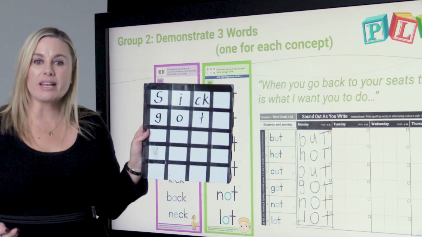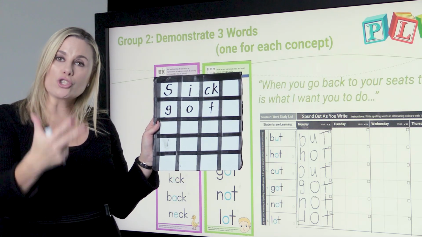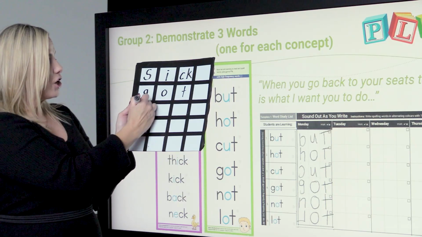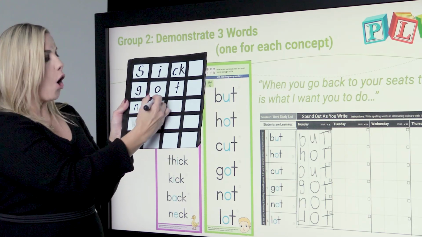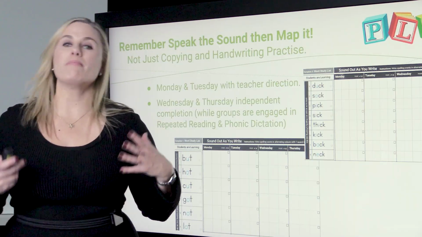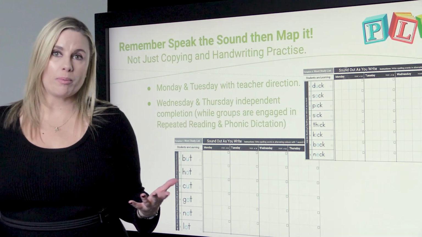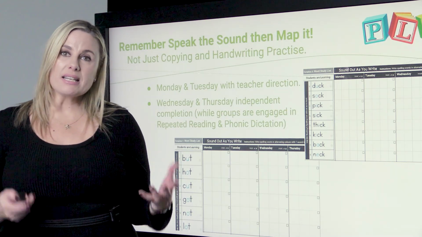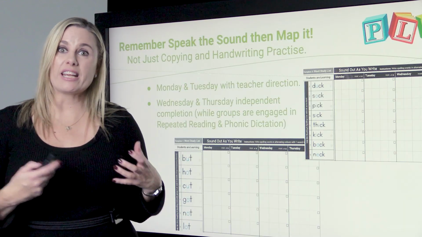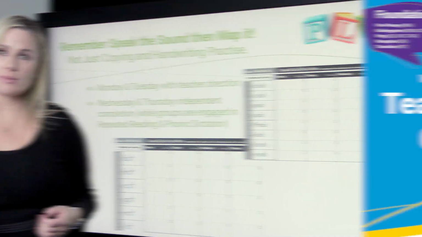Let's practice again. My next word is not. N-o-t. I have to see you sounding it out. I can't see inside your head. What's my initial sound? N. O. T. Remember, we must ask the students to speak the sound and map it. It is not just a copying or a handwriting task. Monday and Tuesday is completed with teacher direction. Wednesday and Thursday is for independent application as groups are cycling through the phonic dictation groups.